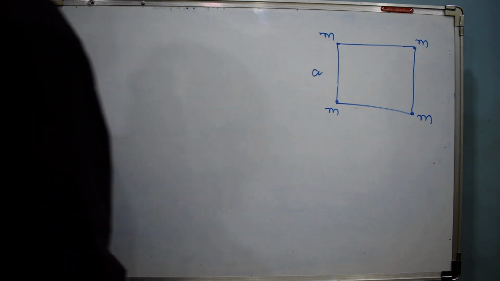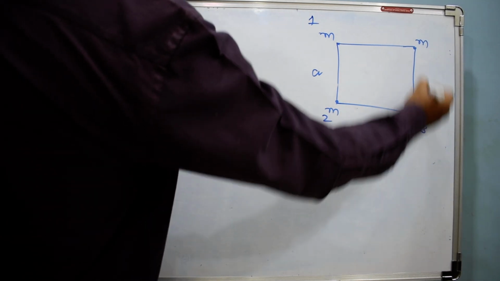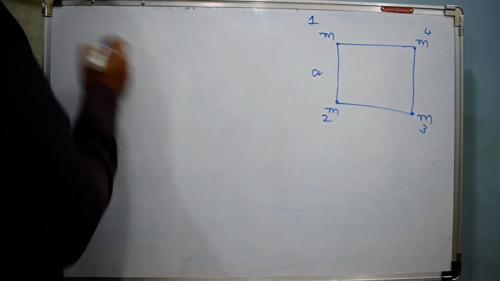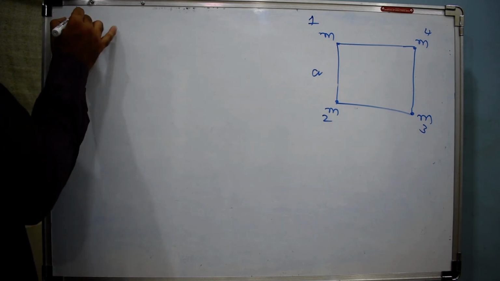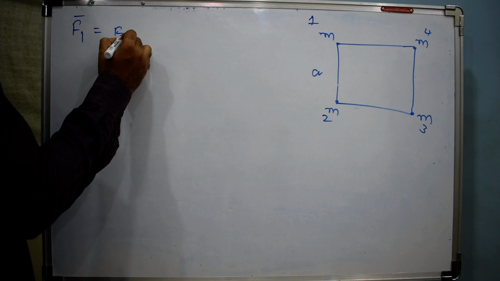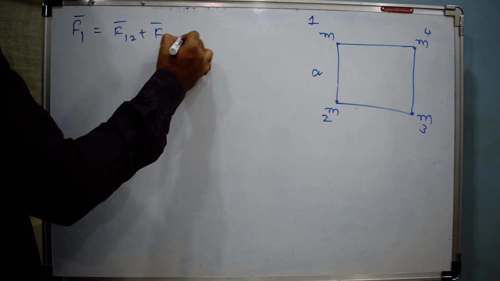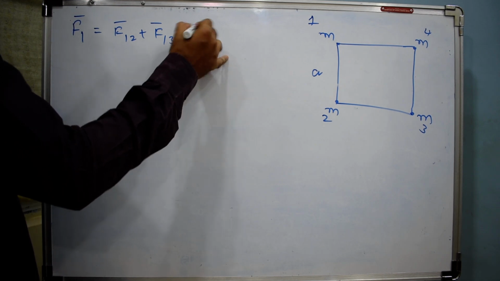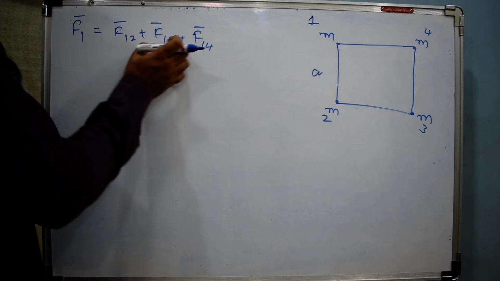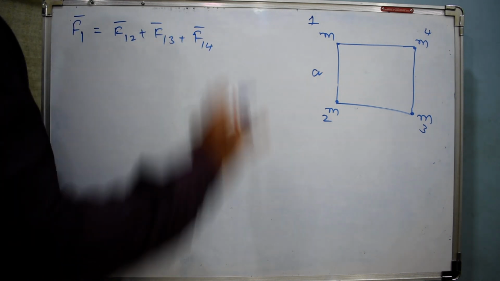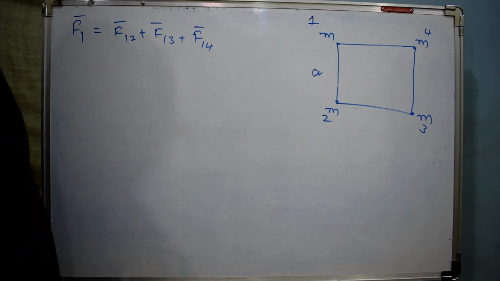For the sake of simplicity, let's give some numbering: 1, 2, 3, 4. We want to find the gravitational force acting on 1, which in vector form you can write as: force acting on 1 due to 2, plus force acting on 1 due to 3, plus force acting on 1 due to 4, from the principle of superposition. And the next thing we'll do is, instead of writing them in vector form, the simplest way is just to write their magnitudes and work with them.